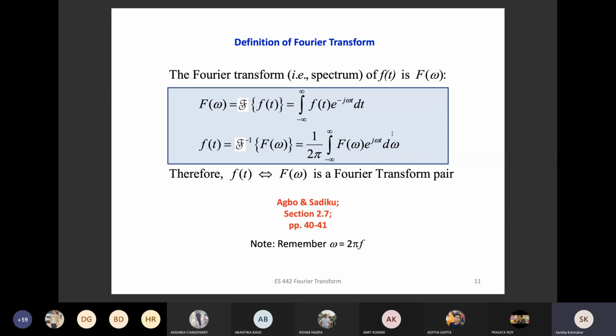Have you understood it? Any questions? Sir, is this for continuous functions or for discrete functions too? It is for continuous functions, not discrete functions. Discrete functions, how can you integrate? Yes, sir, we can't integrate a discrete function. Yes, so it is for continuous functions. Okay, sir.